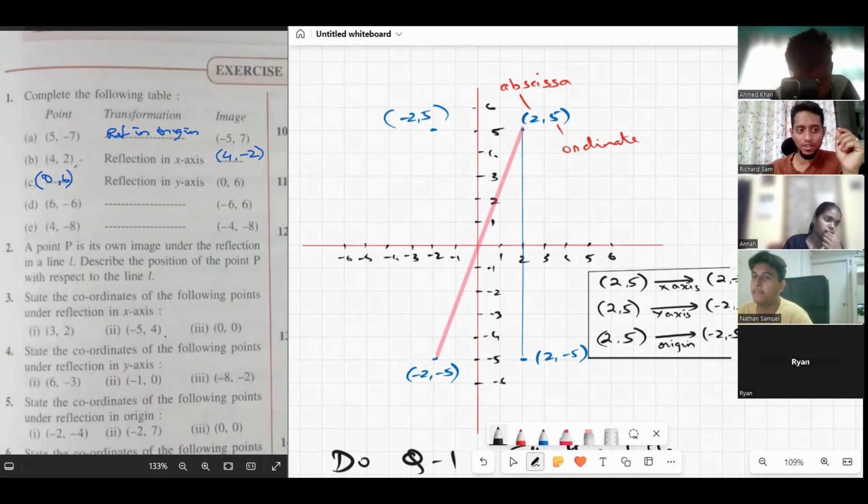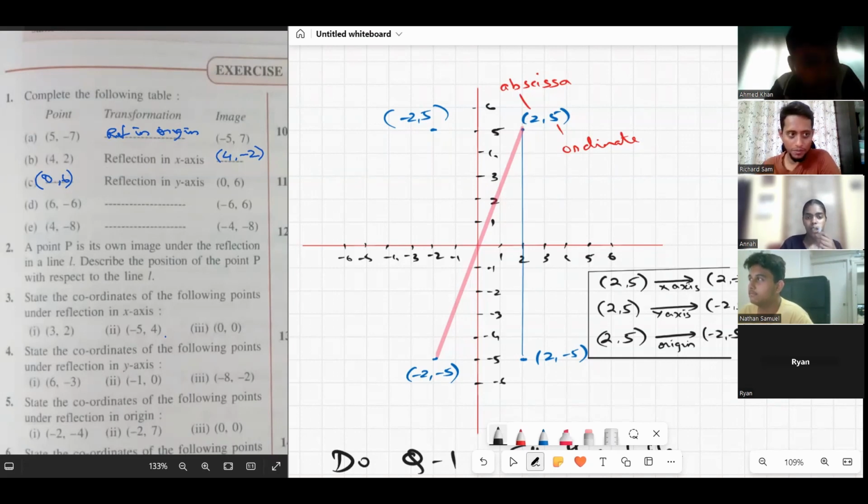For example, look at 0, 6. After reflecting on the y-axis, the x coordinate had to change sign. But what do you mean by changing the sign of 0? It will become minus 0 or what? No, right? So 0 will remain as 0. So that means if any point lies on a line, it will not change after reflection. Let me give you an example.